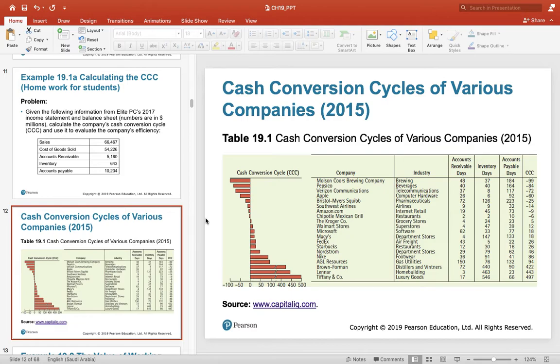Tiffany and Company has a cash conversion cycle of plus 497 days. That means once the company spends money, it gets it back after 497 days. Around 500 days it has to wait to get back the money. Similarly, Lenner has 443 days. So a too long cash conversion cycle means a lot of risk is involved, and you have to wait too long to get back the same money you have invested. So this is the way we make the interpretation.